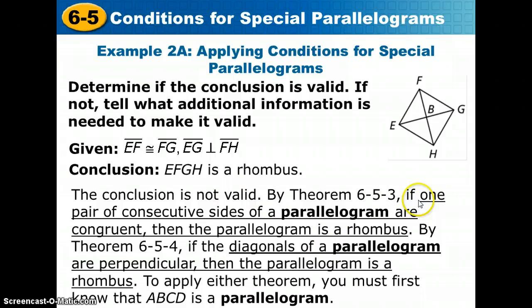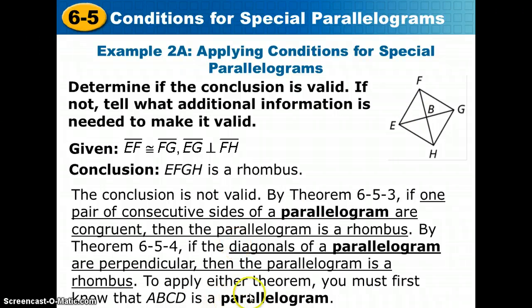By theorem 653, which states if one pair of consecutive sides of a parallelogram are congruent, then the parallelogram is a rhombus. By theorem 654, if the diagonals of a parallelogram are perpendicular, then the parallelogram is a rhombus. To apply either of these theorems, you must first know that ABCD is a parallelogram, and we simply are not given the right information to verify that it's a parallelogram first. So this is why this is not valid.